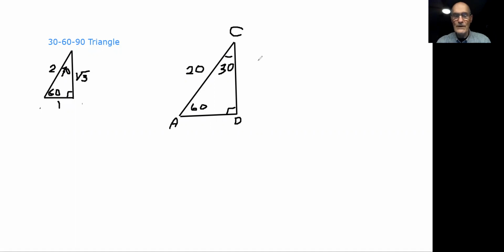So the way you think your way through this problem, you look back over here at your reference 30, 60, 90 triangle, where the short side, which is opposite the 30 here, is half the hypotenuse. So that makes AD down here 10, because it's half the hypotenuse. Now, the long side, once again, is the square root of 3 times the short side. So the short side being 10, the long side here would be 10 times the square root of 3. Okay, so that's how you would do a problem where they gave you the hypotenuse.